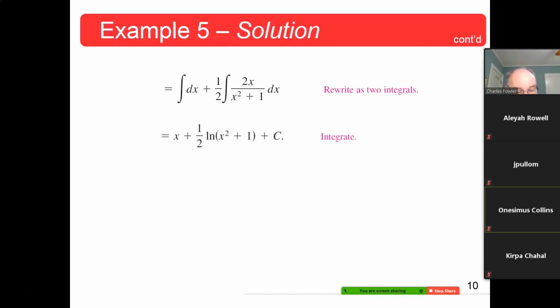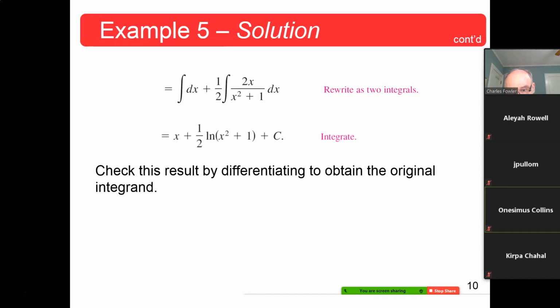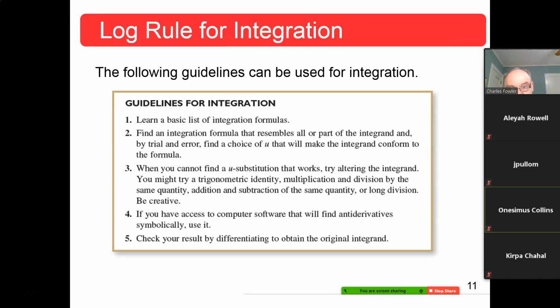It says check that result by differentiating to obtain the original integrand. If we had time, we'd do that. We don't. Let's move on. Now, before you get the guidelines for integration, there's example 6. And let's take a look at 6.